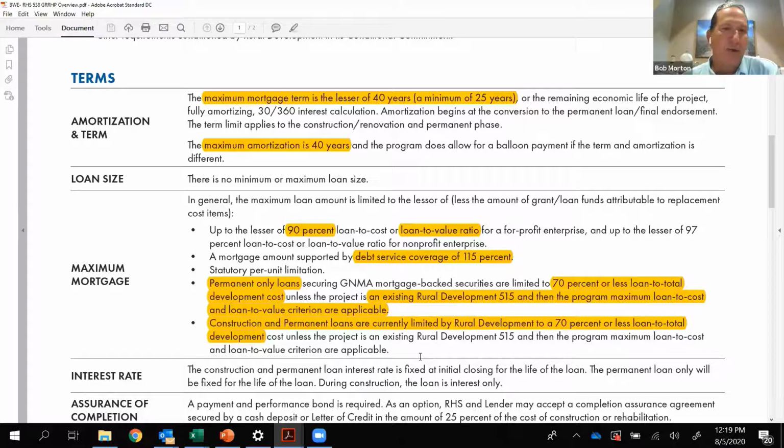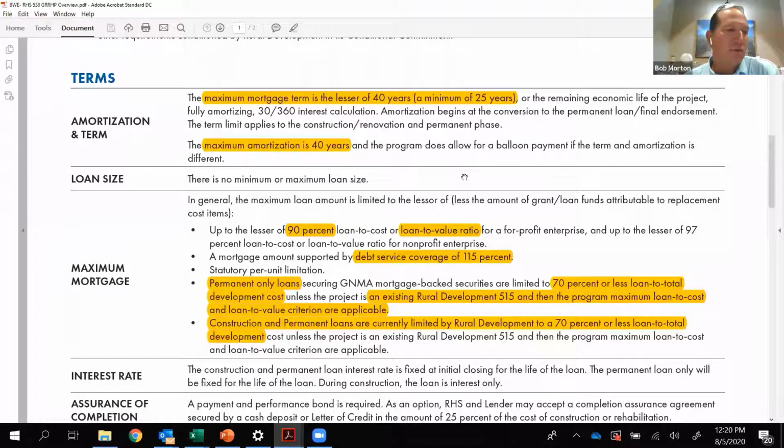But your primary underwriting criteria will be 90% loan to restricted value, the debt service coverage of 1.15, and likely restricted by 70% loan to cost. And if it's a 515 and you're doing the perm only, you can go above 70%, but RD on the 538 side has restricted, if you're doing the construction and perm option, that even if it's a 515, you're restricted to 70% loan to cost.